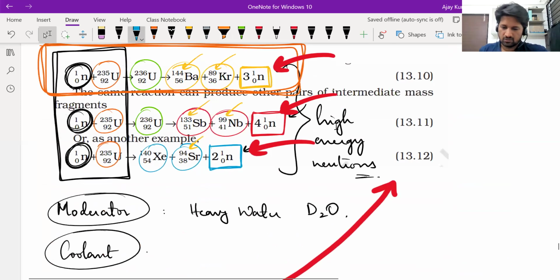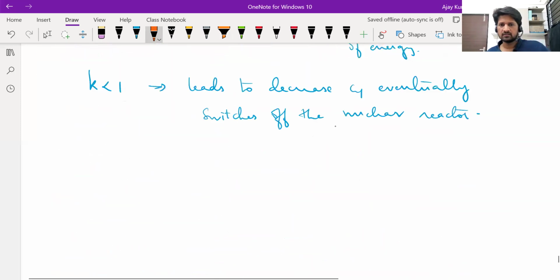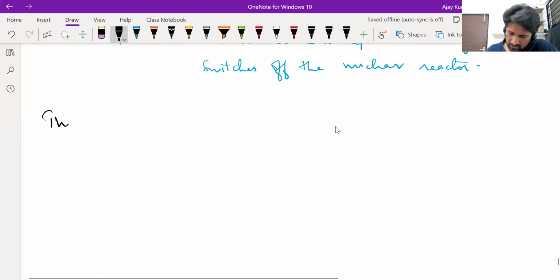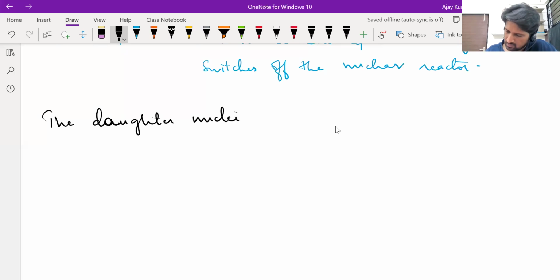And see, these daughter nuclei that are produced, whether it is barium, krypton, Sb, Nb, Sr, whatever it is, strontium, any of them, they are all freshly produced nuclei. Okay, when the reaction happens, these nuclei are produced. Usually, not just in these reactions, in any nuclear reaction, the daughter nuclei are highly unstable.